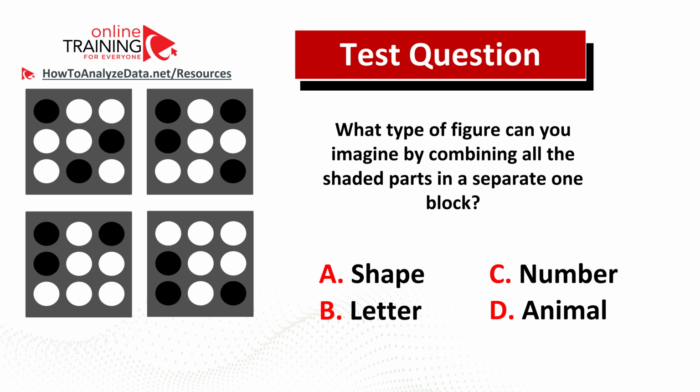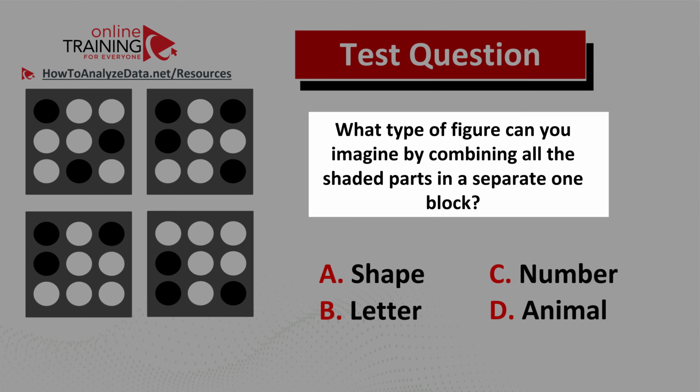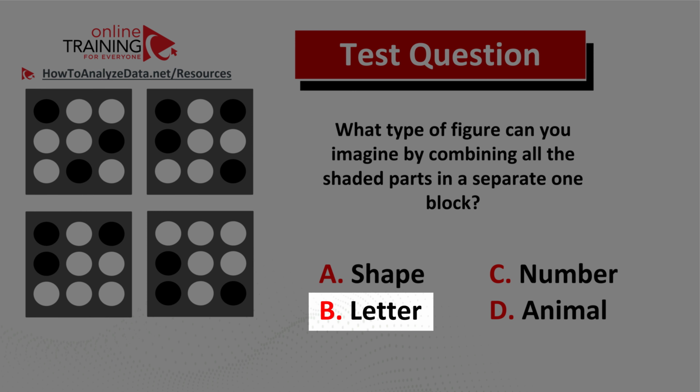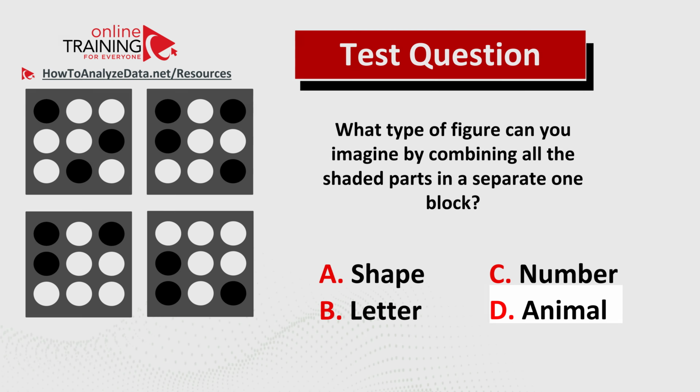Here's the tricky question from the real test. What type of figure can you imagine by combining all the shaded parts in one separate block? And you have 4 different choices: shape, letter, number, or animal. Do you think you know the answer? Now might be a good time to pause this video to see if you can come up with the answer on your own.